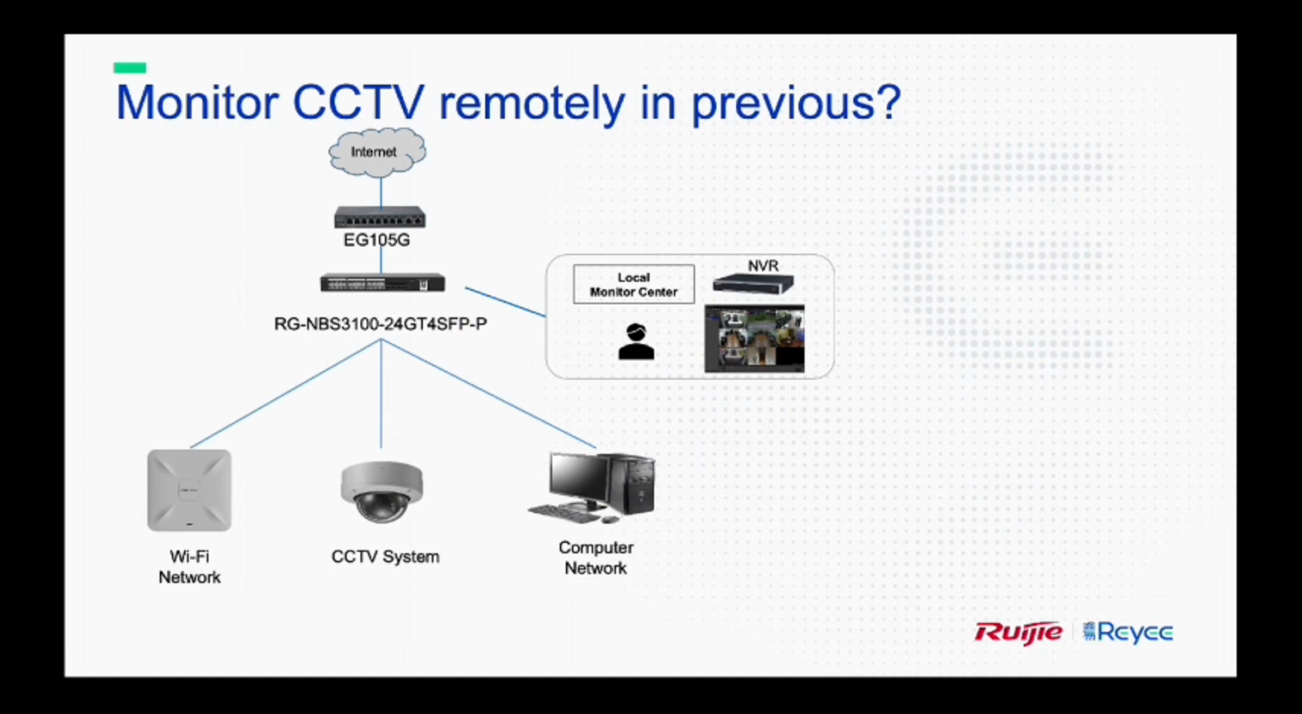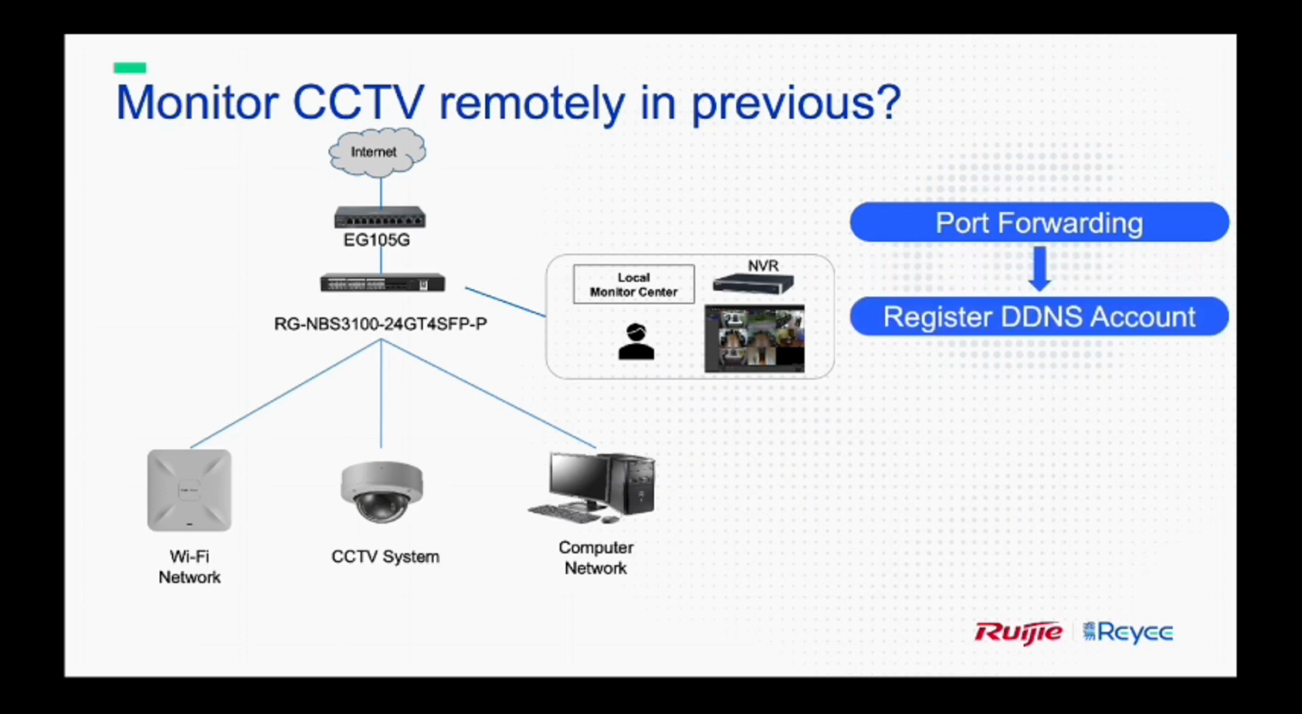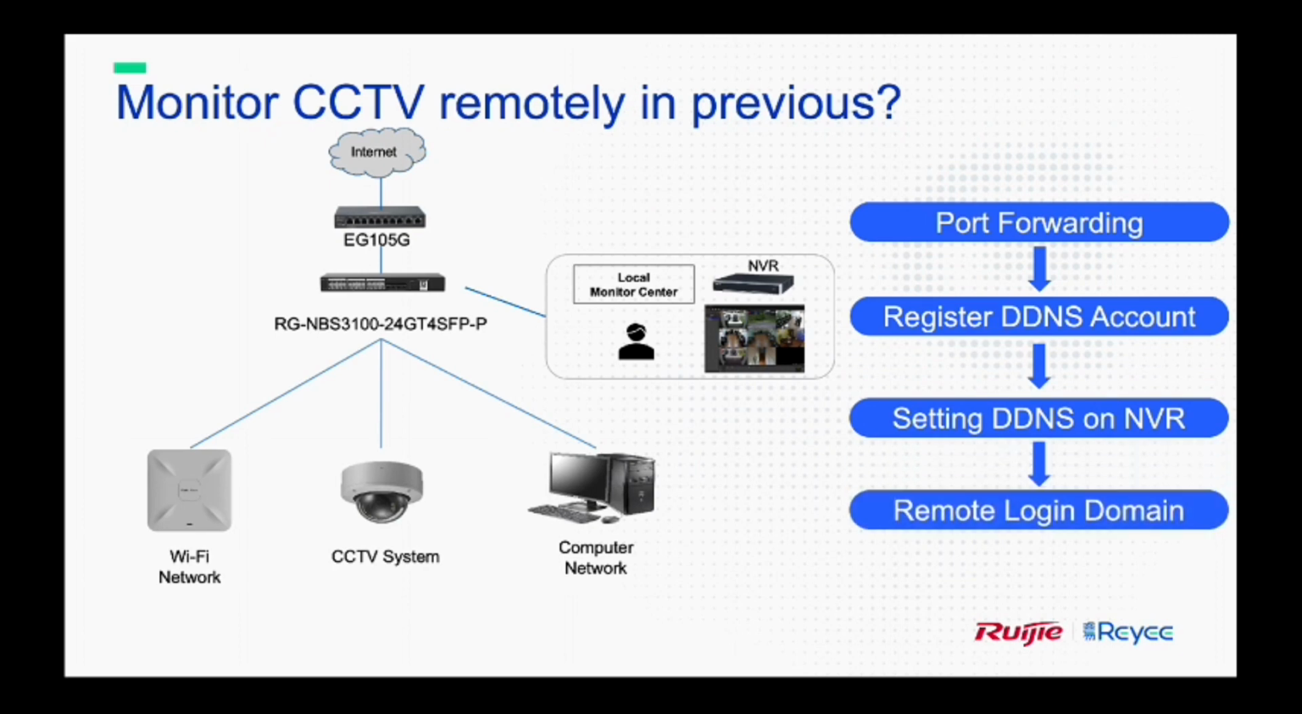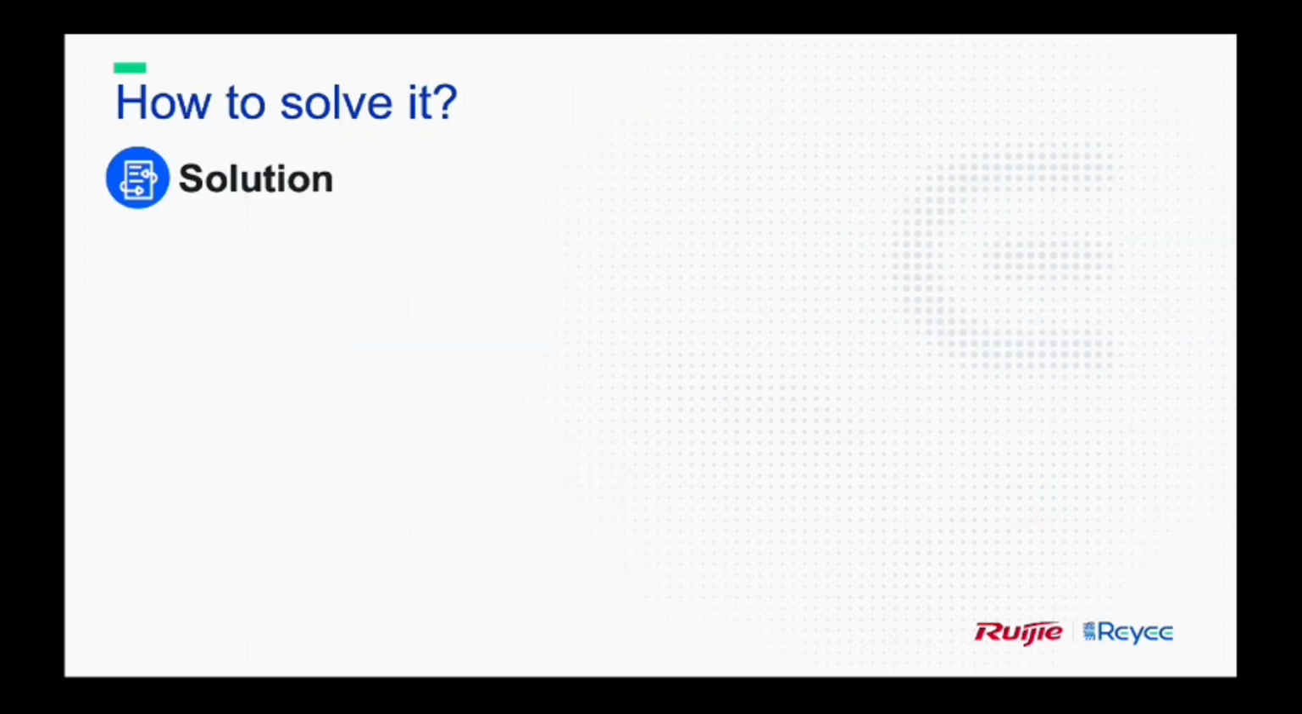In traditional way, how to monitor CCTV? First, need to configure port forwarding on routers. Next, need to register a DDNS account. Then, set up DDNS service on NVR. And last, remote login the DDNS domain. Very complicated, right? So, how to solve this issue?